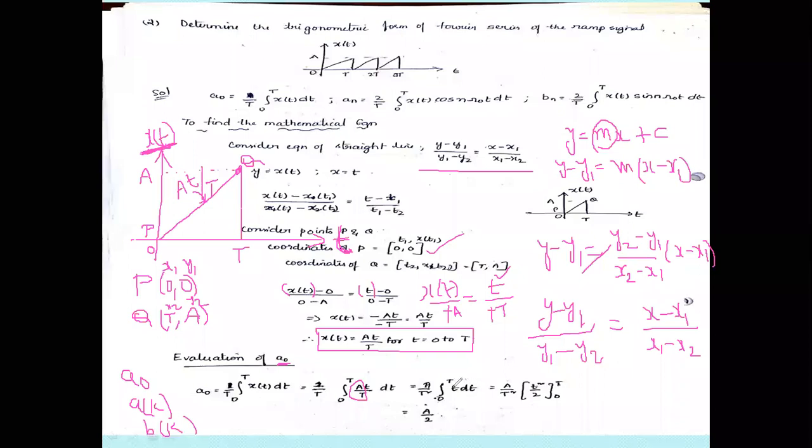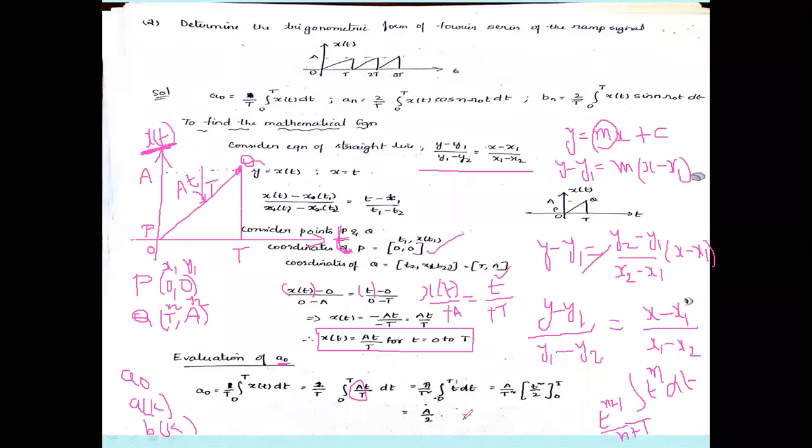The integral of t. We know the integral of t power n dt is t power n plus 1 by n plus 1. Here the t power is 1, so 1 plus 1, t square, whole divided by 1 plus 1, which is 2. Upper limit is T and lower limit is 0.